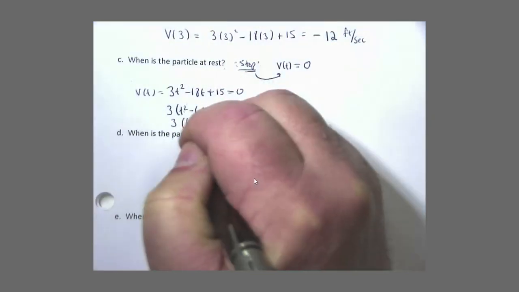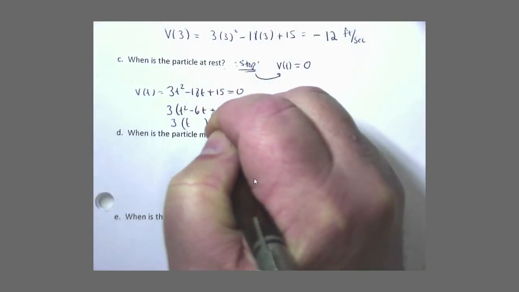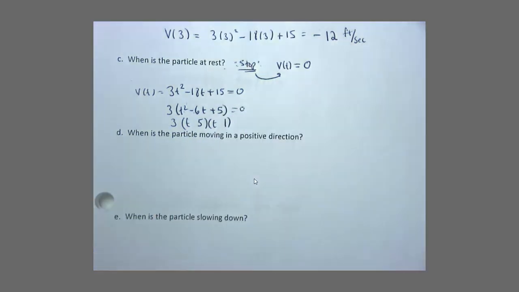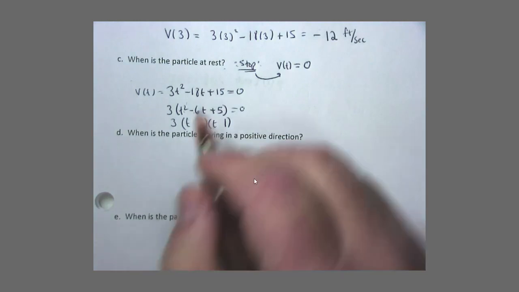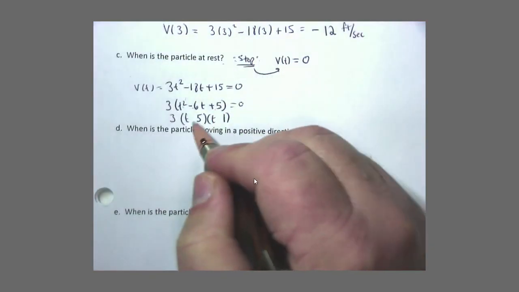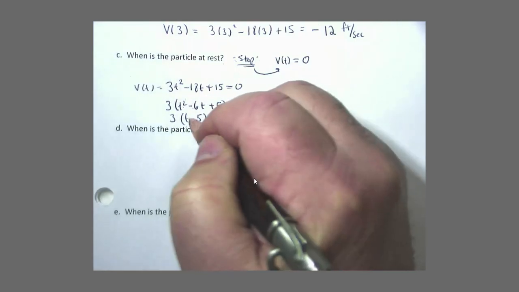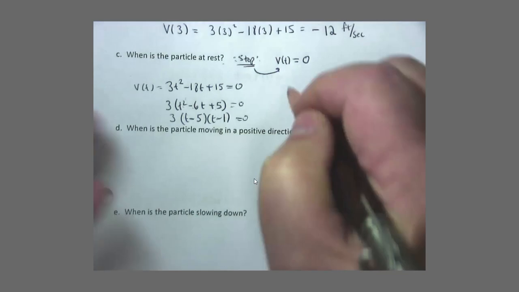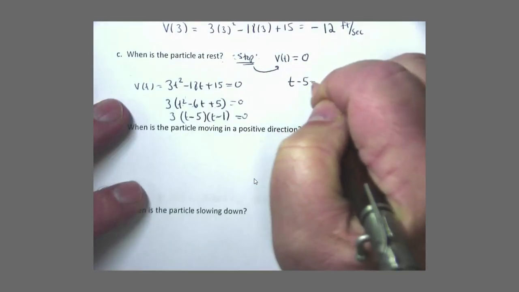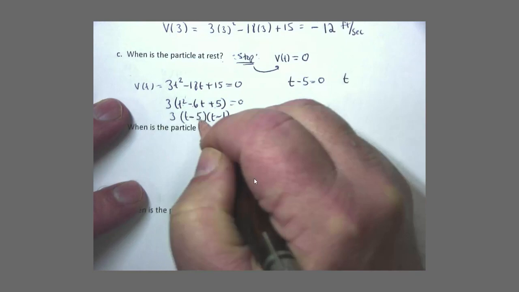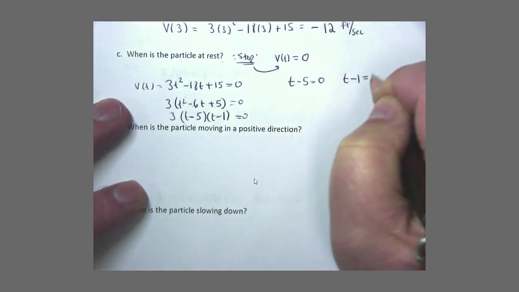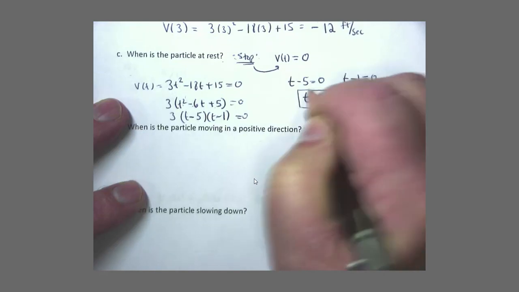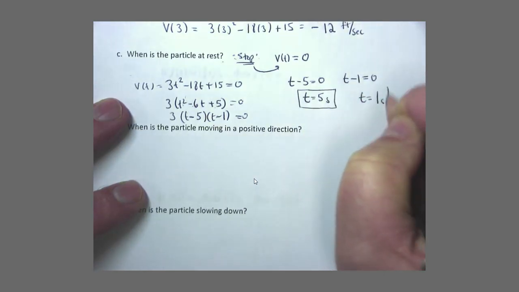t squared is t times t. What times what is 5 that adds up to 6? 5 and 1. Because the sign is plus, they're going to have the same sign. Since the middle term is negative, they're both going to have negative signs. Again, you set it equal to 0, and you solve by setting each factor that has a t in it equal to 0. So I'm going to set t minus 5 equals 0, and t minus 1 equals 0, and I get the answer t equals 5 seconds, and t equals 1 second.